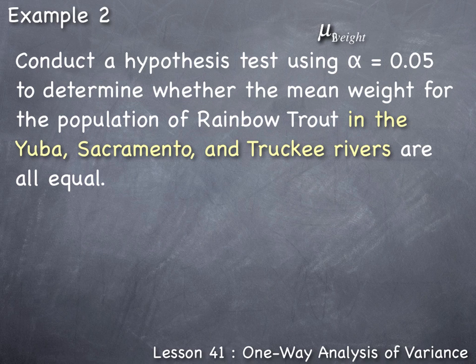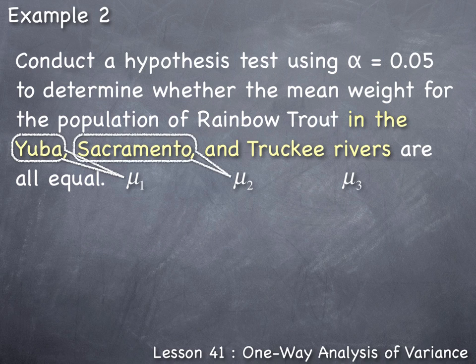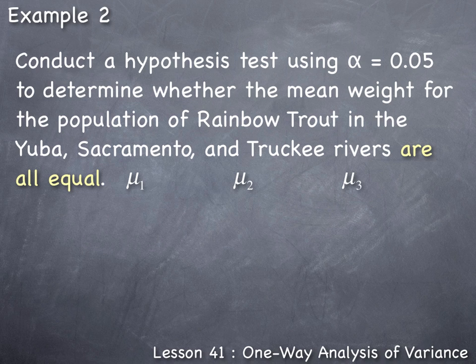Thus, we're dealing with 3 population means, mu1, mu2, and mu3, where the first population refers to the rainbow trout caught in the Yuba River, and the second population refers to the rainbow trout caught in the Sacramento River, and the third population refers to the rainbow trout caught in the Truckee River. So here in this test, we're going to determine whether the mean weight for the population of rainbow trout in the Yuba, Sacramento, and Truckee rivers are all equal. That is, does mu1 equal mu2 equal mu3?